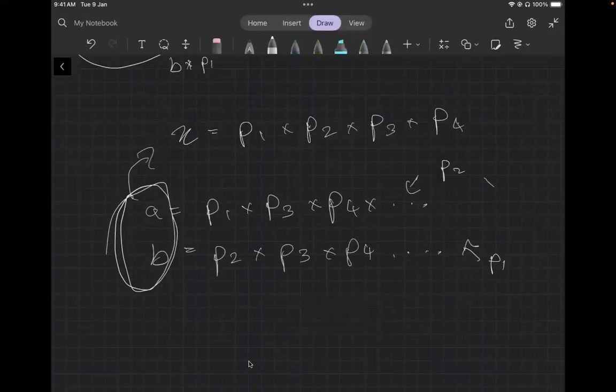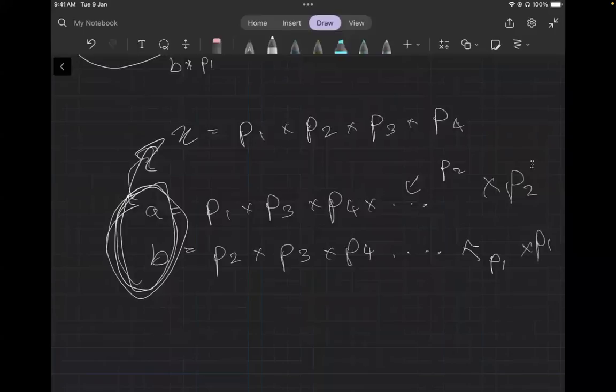Like if I multiply this by P2 and if I multiply this by P1, this is x, and this happens to be the smallest number that is a multiple of both A and B. Is this much clear, guys? P1 is also a prime, P2 is also a prime. So LCM of A comma B is just x. Does it make sense? Is it clear? Are there any doubts in this? It is clear, right? Great.